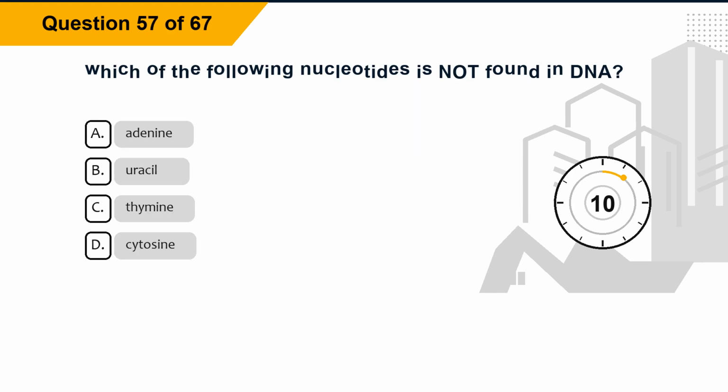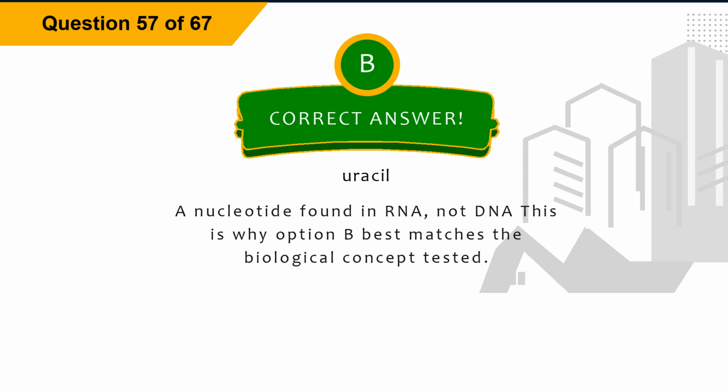Question 57. Which of the following nucleotides is not found in DNA? Option A, adenine. Option B, uracil. Option C, thymine. Option D, cytosine. The correct answer is option B, uracil. Explanation: a nucleotide found in RNA, not DNA. This is why option B best matches the biological concept tested.